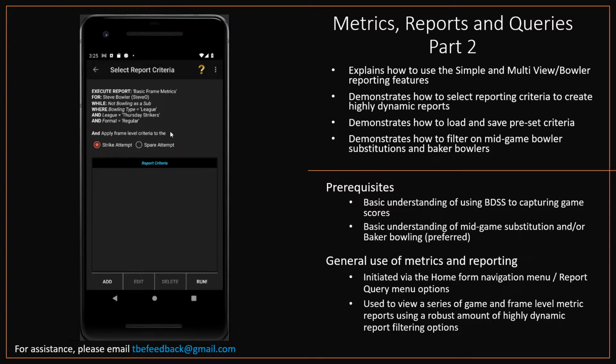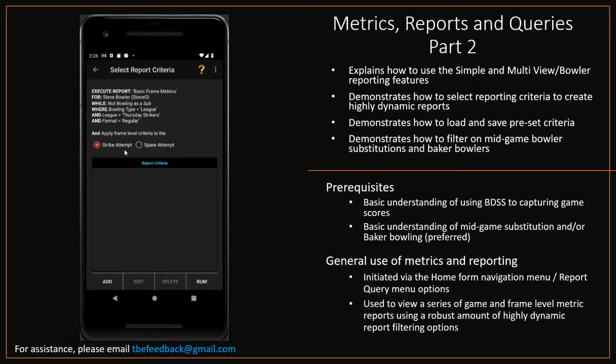Then there is a choice where to apply the frame level criteria. There are two radio buttons, strike attempt and spare attempt. Strike attempt simply means when applying the optional filter criteria, apply it to the strike ball attempt. In frames 1 through 9, this will always be the first ball rolled. In frame 10, it will be any ball rolled that is attempting to roll a strike. Spare attempt means apply filtering of optional criteria to any ball rolled attempting to pick up a spare.